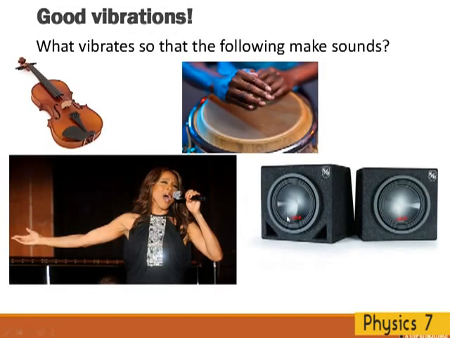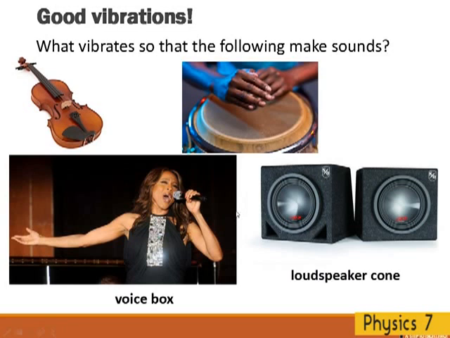Now here we have a series of different types of situations where vibration is taking place. So what vibrates in each of these images in order for them to make a sound? If we look at each one of these in turn, here we have this lady who's singing, holding the microphone. It's her voice box which vibrates, and the vibration of the voice box generates the sound as she sings.